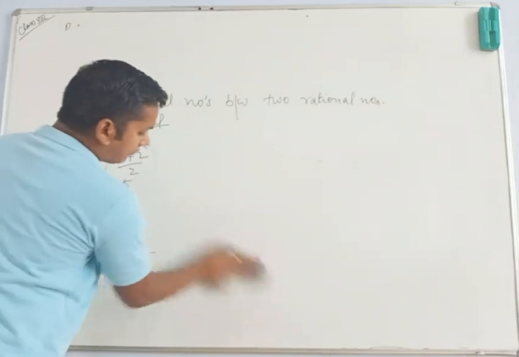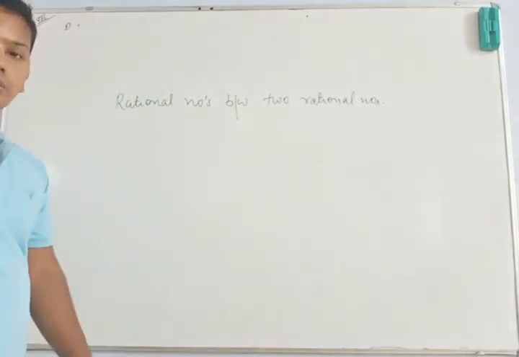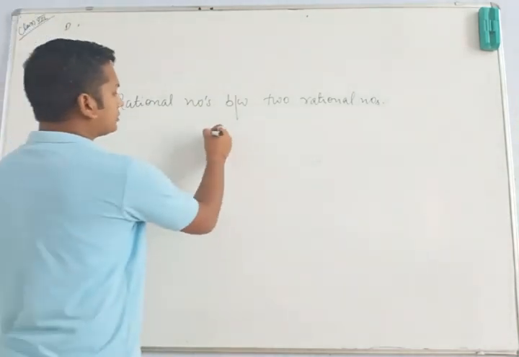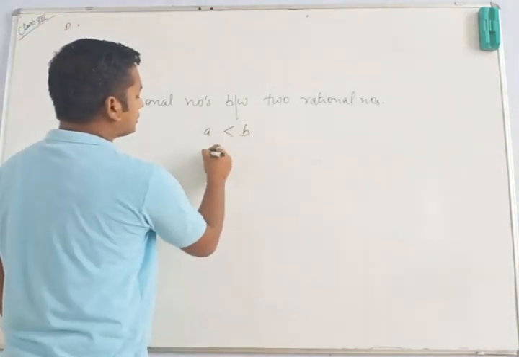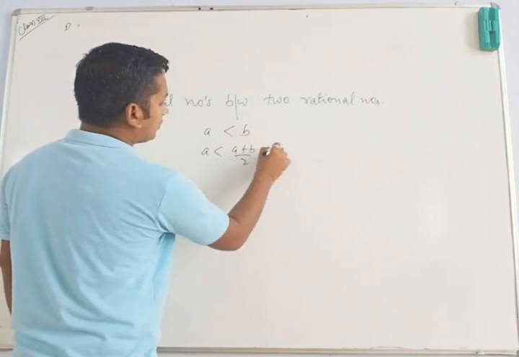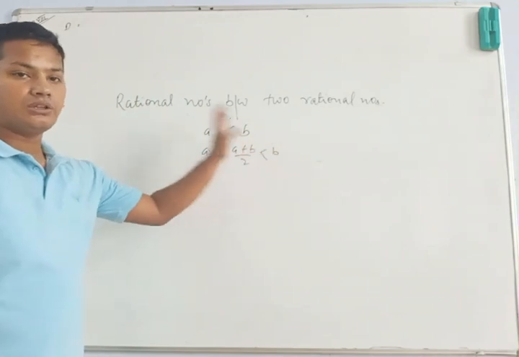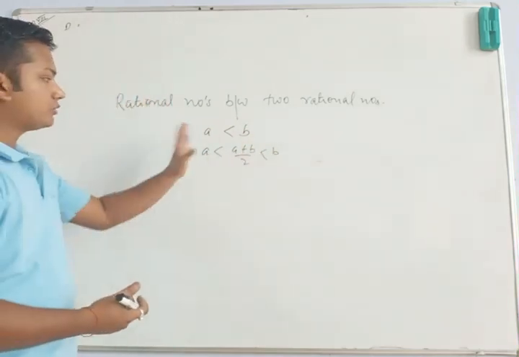By finding the arithmetic mean of two numbers, I can find a rational number between them. If I want to find a rational number between a and b, then I have to take the arithmetic mean of those two numbers. So I will get one rational number in between these two numbers. Okay, so this is one method.